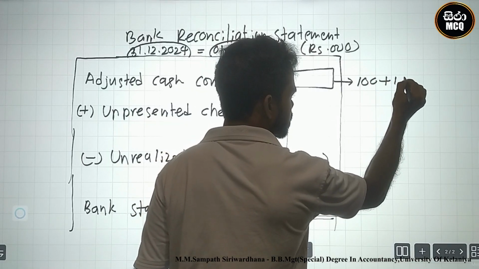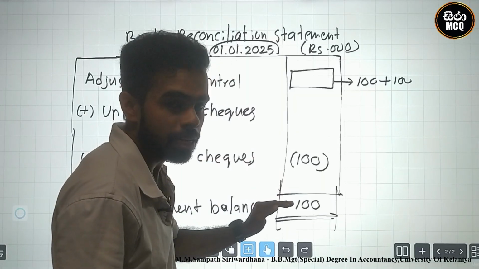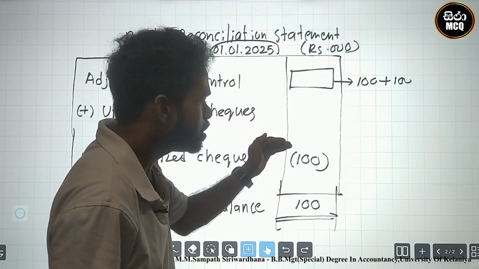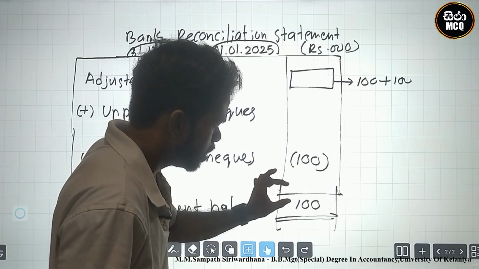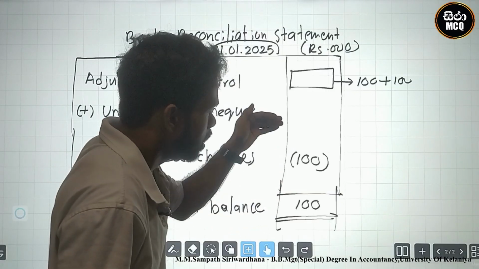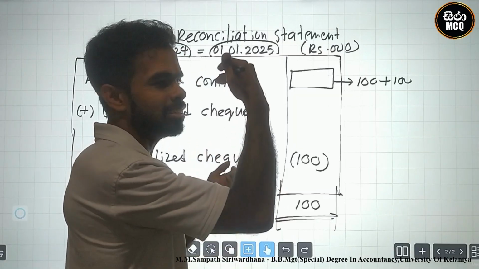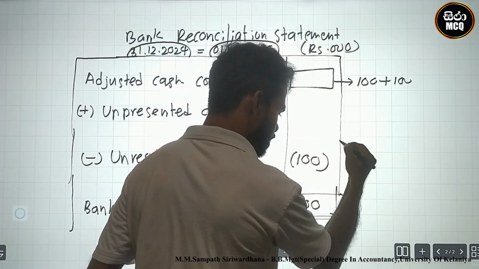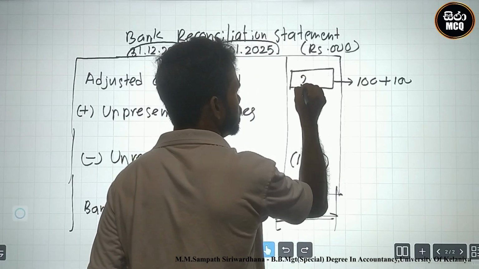It must be plus 100. Why? This is the 100 balance. After the 100 is deducted, the remaining balance is calculated. Before deducting the 100, you must do the opposite: add this 100, making 200.